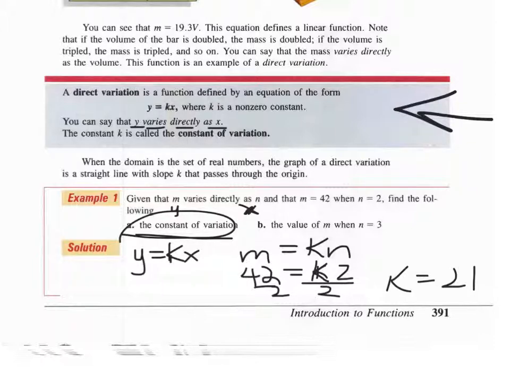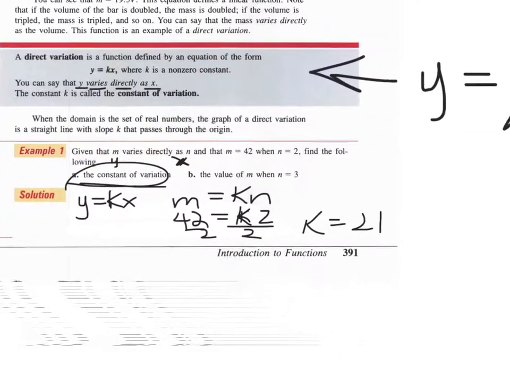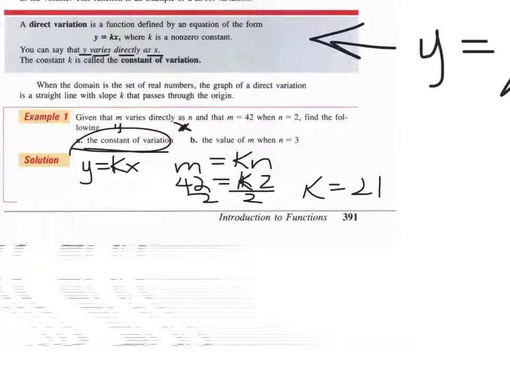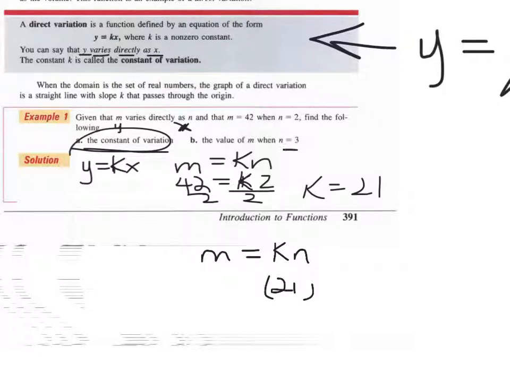Now, they're changing the problem and they're saying find the value of m when n equals 3. So now that I've found my constant of variation, I'm going to use that number in my formula. Again, I can use m equals kn, the modified version of y equals kx. I can put in what I know, the 21. I'm going to put in n equals 3 because that's what they're giving me, to find out what m is. And m is equal to 63. So you're going to replace what you know.